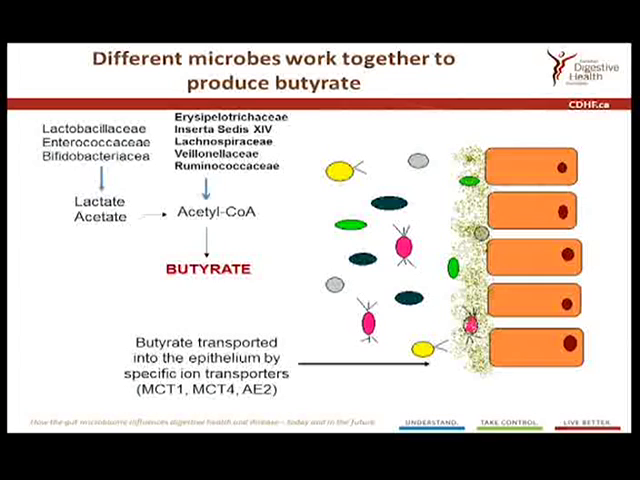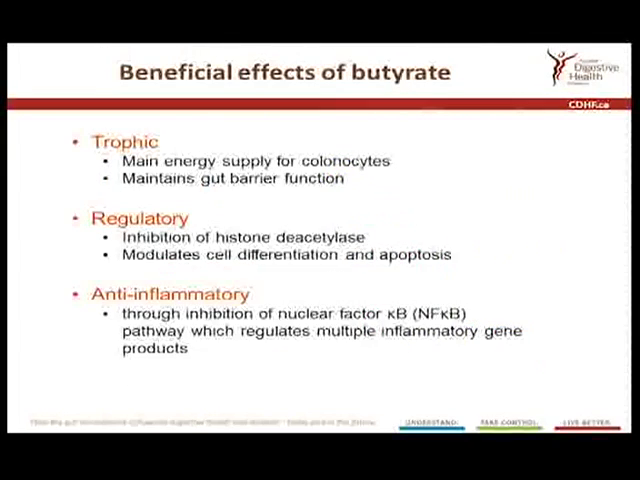And then the butyrate is transported into the body, and it has a trophic effect, so it's used as energy for colonocytes, and maintains barrier function. It has a regulatory aspect because it can inhibit histone deacetylation, so it modulates cell differentiation and apoptosis, so it can have a role in cancer. And then it also has an anti-inflammatory role through its actions on nuclear factor kappa B. So all of these are beneficial roles for butyrate, but you need the cooperation between all of these different microbes to produce it.